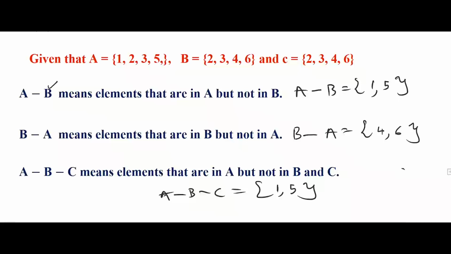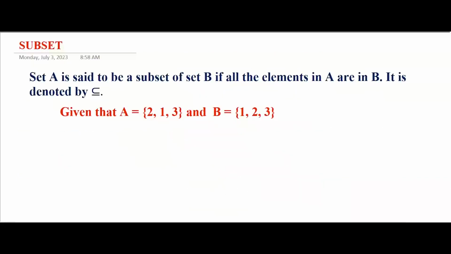So let's look into another one, which is subset. Set A is said to be a subset of set B if all the elements in set A are in set B, and it is denoted by this sign here. So look at the given example here. Set A equals 2, 1, 3 and set B equals 1, 2, 3. You can see that all the elements in set A are also in set B, so we say set A is a subset of set B.